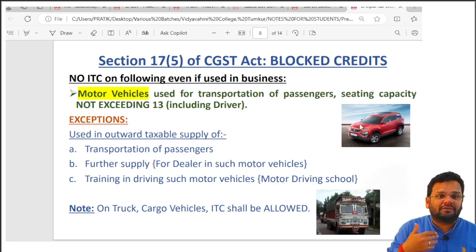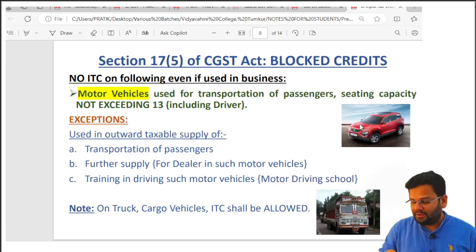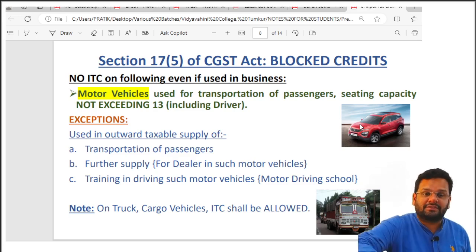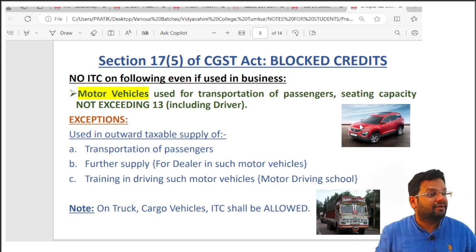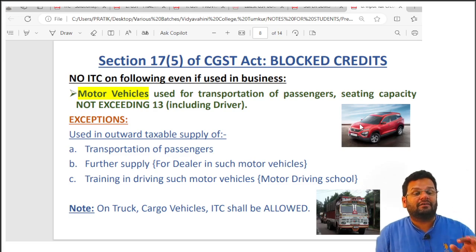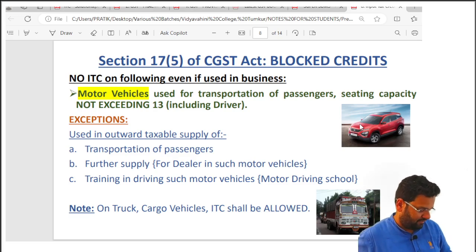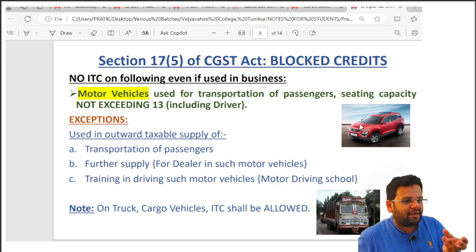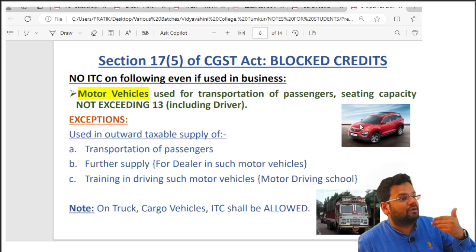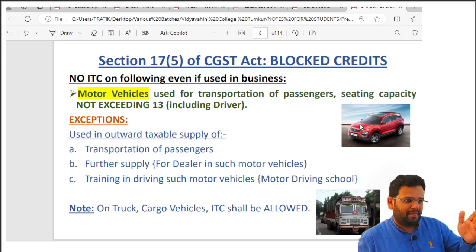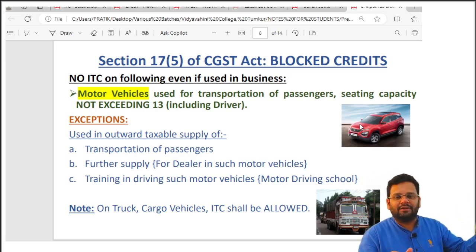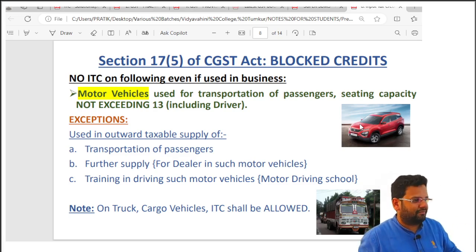Okay, what is blocked credit? Blocked credit means no ITC in these circumstances. Whatever circumstances we are discussing, no ITC in these circumstances. So there are actually 12 clauses in which ITC will be blocked. So clauses means 17.5 will have clause A, clause AA, clause AB, B, C, D, E, F, FA, G, H, I. This way. Initial clauses will take a lot of time.